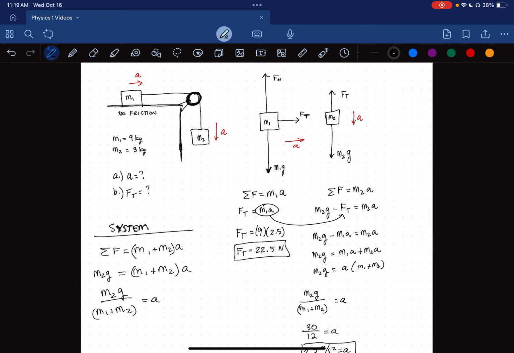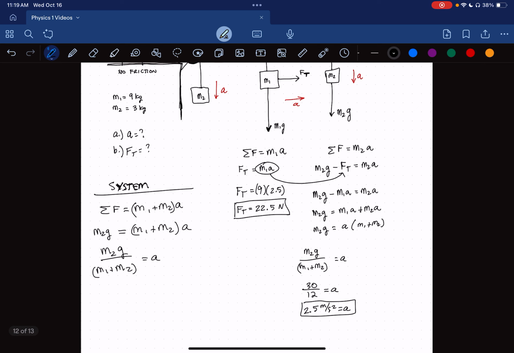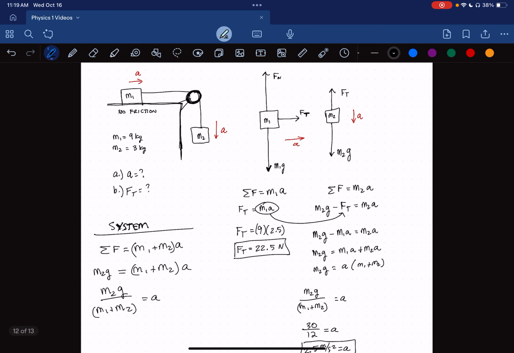Cool. Trying to see if there's anything else we need to say here. Once again, we haven't asked for it. What is Fn? It's trivial here. Fn is equal to m1g. There's no acceleration for mass 1 vertically.